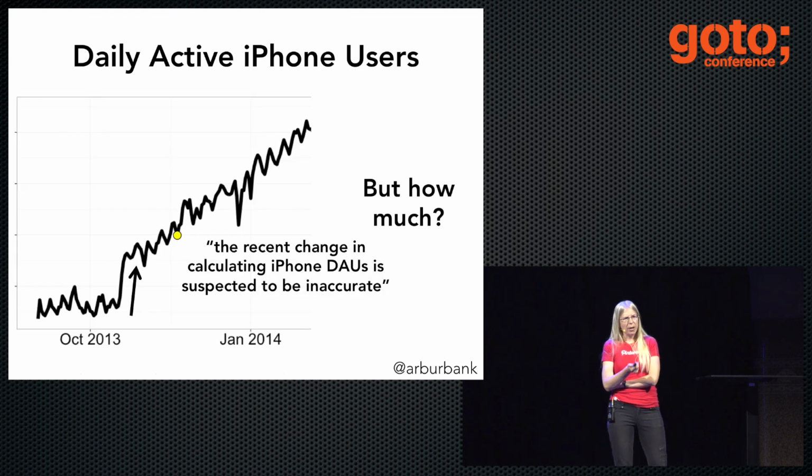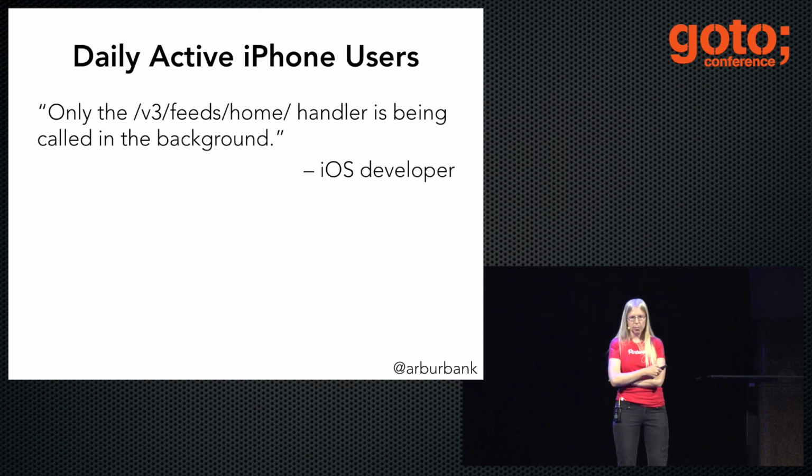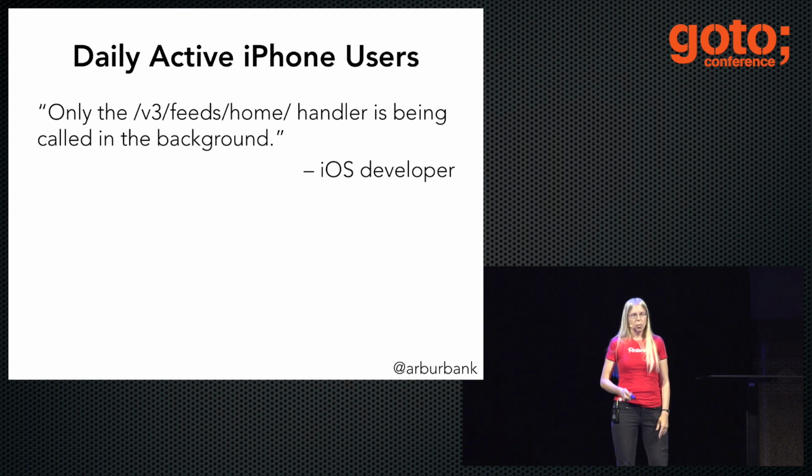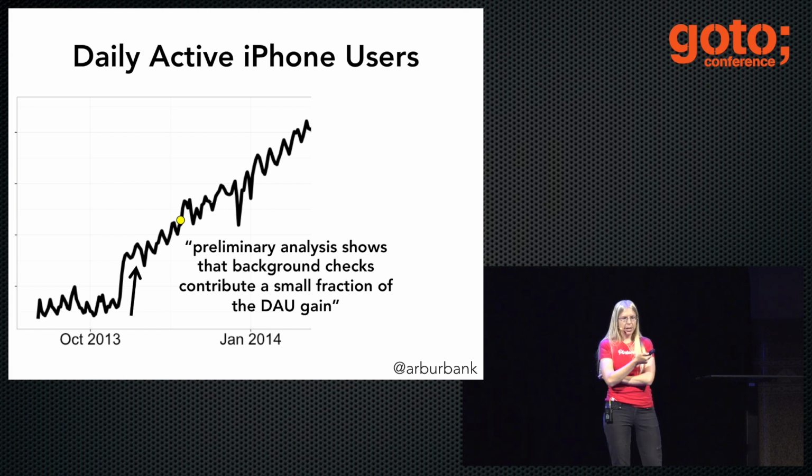And so we started to say, well, this change in calculating iPhone DAUs is probably inaccurate, because we know we're doing a background fetch, but we also were featured in the App Store. There was some real effect. How much of this is real? How much of this is due to a change in our logic? So we talked to the iOS developer, and he said, only this one handler is being called in the background. The only thing we do is fetch people's home feeds. And so great. We went back to the data, and someone did an analysis and said, preliminary analysis shows background checks only contribute a small fraction of the DAU gain. Great.